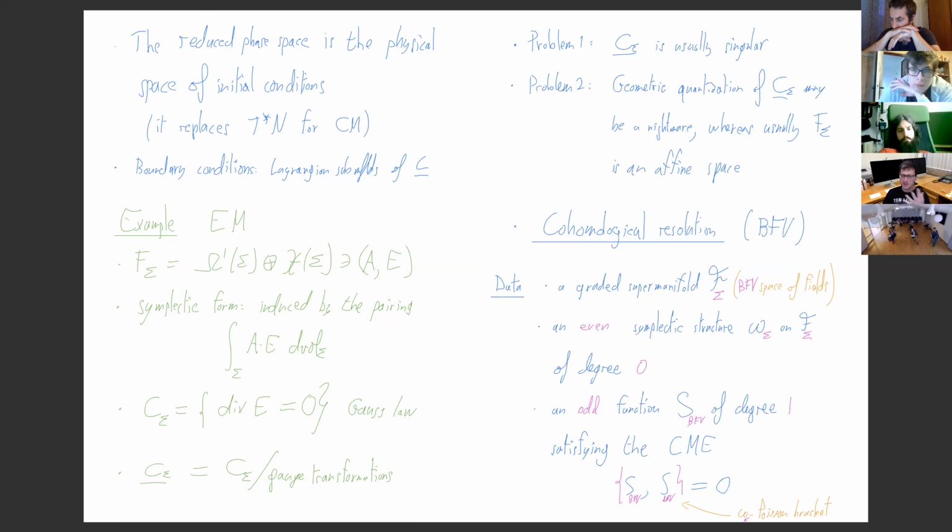Now the physical part. In the previous case, the physical part of the description was contained in S, which was a function of degree 0, and in particular contained a term that depended on the physical fields. And here, the physical part is contained in omega. Omega is even and of degree 0, and so in particular there will be some actually ordinary symplectic submanifold inside F sigma, which consists just of the physical fields. And this symplectic structure is contained here.